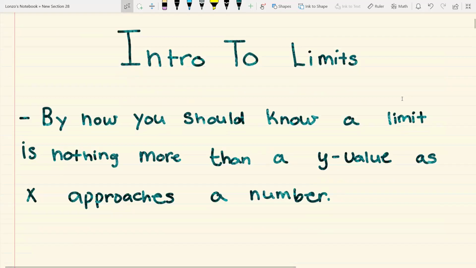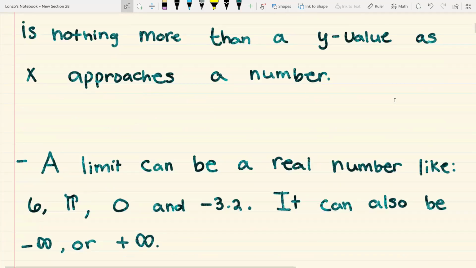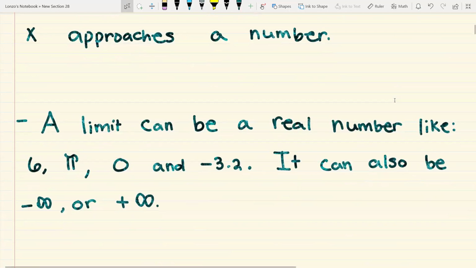So by now, you should know a limit is nothing more than a y value as x approaches a number. That's what a limit is. It's just a y value. A limit can be a real number like 6, pi, and yes, 0. 0 is technically a real number, or negative 3.2. It could also be negative infinity or positive infinity.